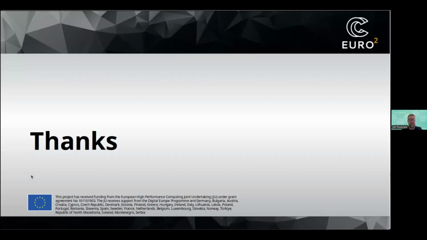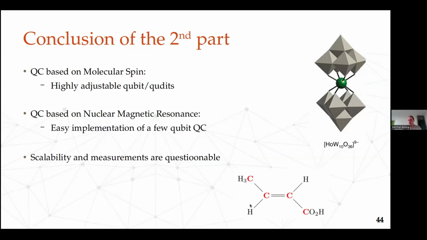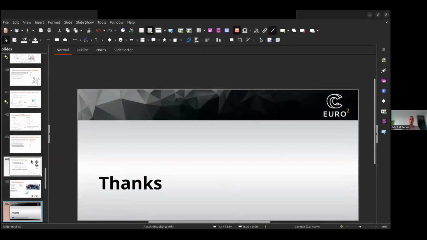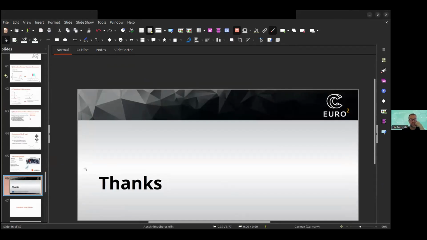Maybe let's wait for another question. I'm still sharing it, right? You can have a look at this molecule, which can be used as a 4-qubit quantum computer. And this can be bought, or synthesized within a few days. This is nothing special, and I think that is a really important message. But the scalability is really questionable.